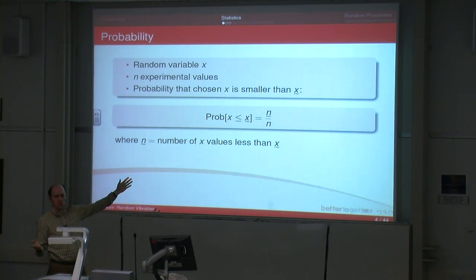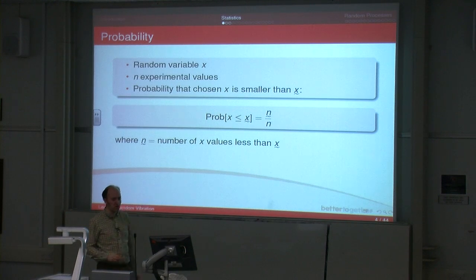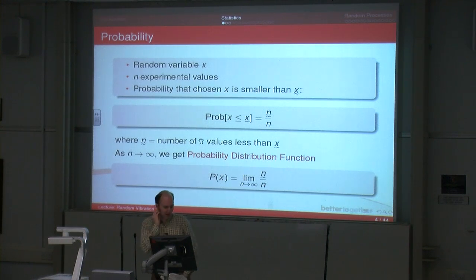Let's assume I take 100 samples, and 60% of them are less than or equal to 3. So I have 60 samples, my n with a squiggle underneath is 60, divided by 100. I get 60%, 0.6, that's essentially what's going on. So the probability is going to come out as a percentage or a fraction. And as n approaches infinity, you get this thing called the probability distribution function.